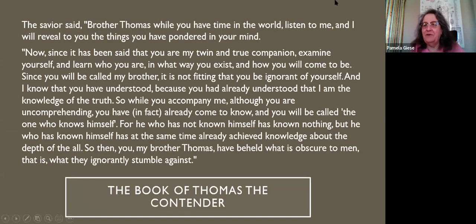This is called out very well in the early beginnings of the writings of the Book of Thomas the Contender. Let me read this out because this is really important. So the Savior said, "Brother Thomas, while you have time in the world, listen to me, and I'll reveal to you the things that you have pondered in your mind."